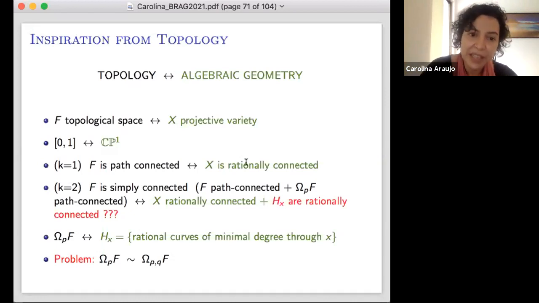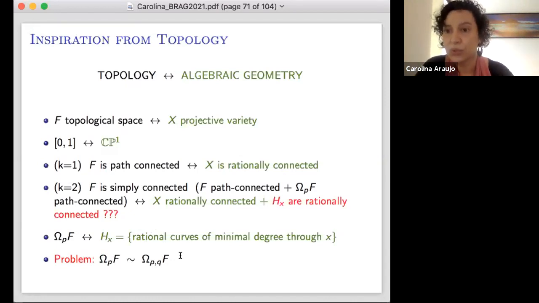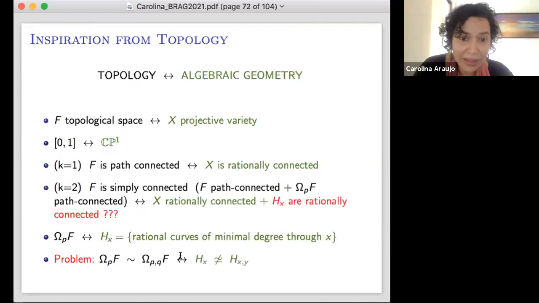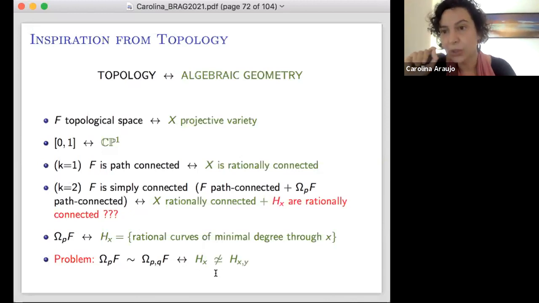So that means that just making assumptions about the loop space at one point can tell you things about the spaces of paths through 2 points. And this is very much used in the proof. While in algebraic geometry, if you want to adapt the proof, this becomes a serious problem, because if you know properties, say, rational connectedness, about spaces of curves through a point, then if you now look at spaces of rational curves of minimal degree passing through 2 fixed points, so now the degree, of course, will have to increase.